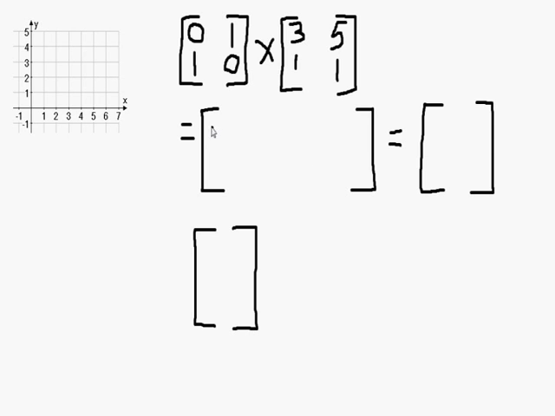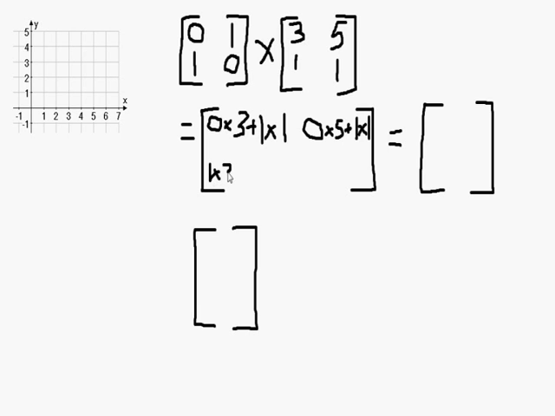Alright, so we can do that by timesing this by this, and this by this, and then adding those together, and then doing the same for every other section. I'll show you how it's done. We start off by going 0 times 3 plus 1 times 1. Then we move on to the next one, which is 0 times 5 plus 1 times 1.